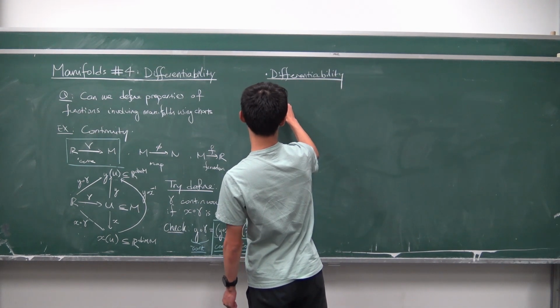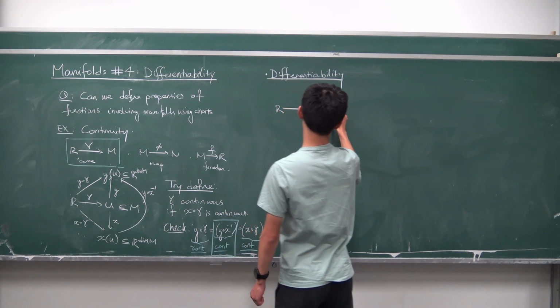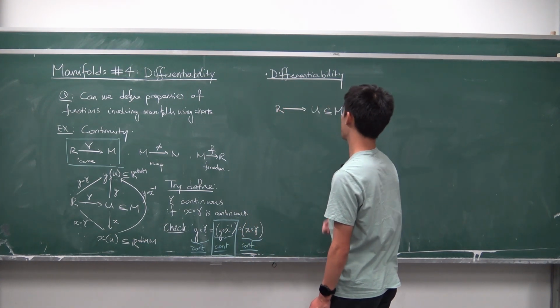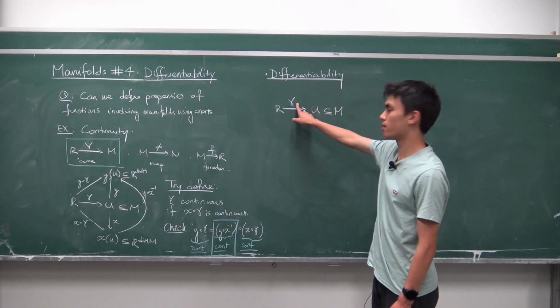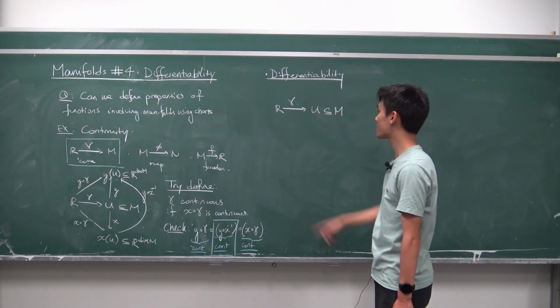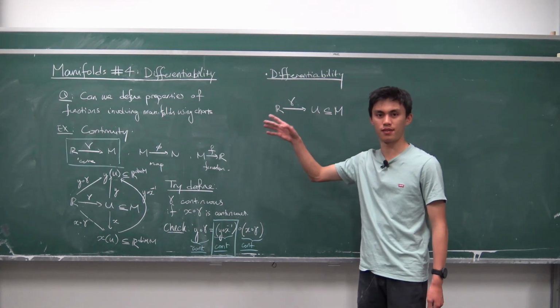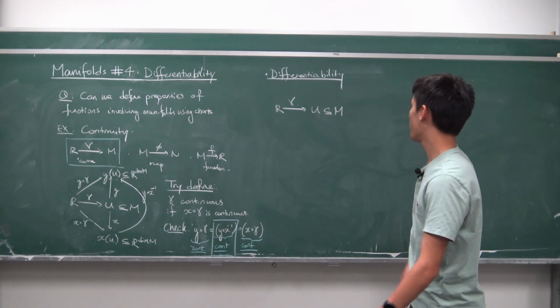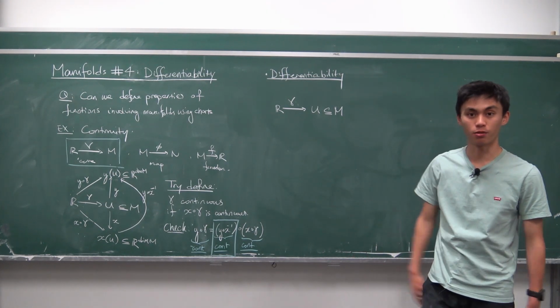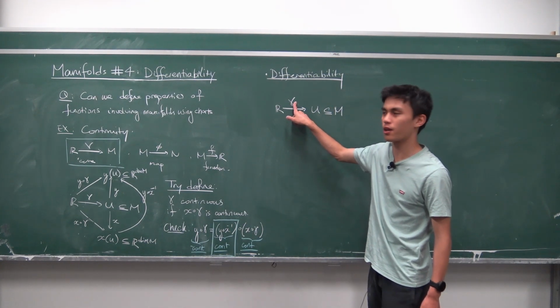Let's say we have a curve, R into some subset U, which is a subset of M. And then we have a curve gamma here. Now what we want to ask is, is this curve gamma differentiable? First of all, there are many classes of differentiability. You could have C1, C2, or C infinity. But let's just say differentiable as a general term for now. So we want to define differentiability of this curve somehow.